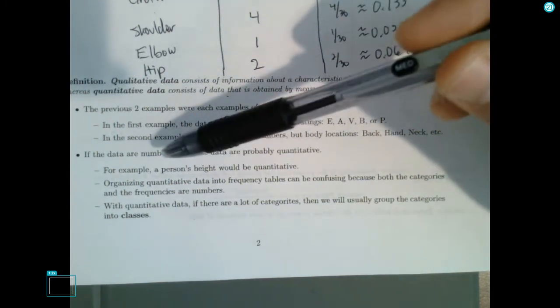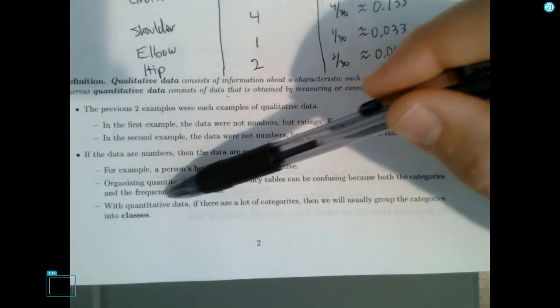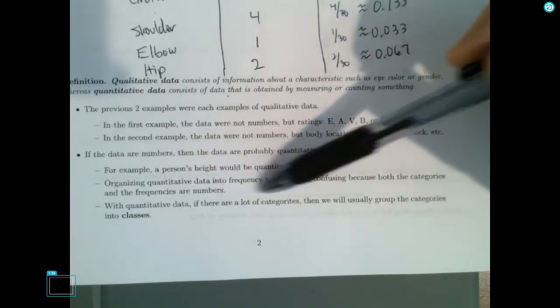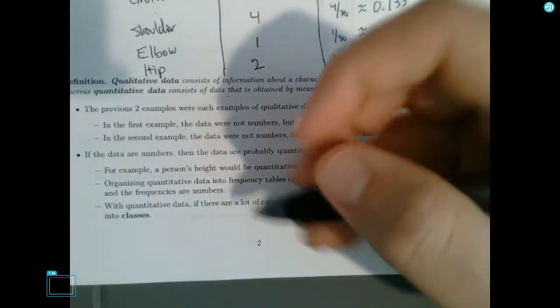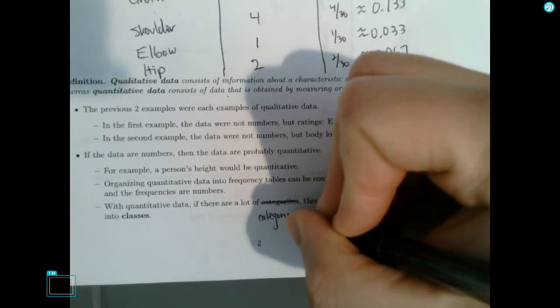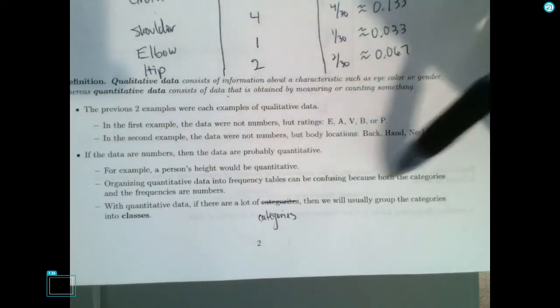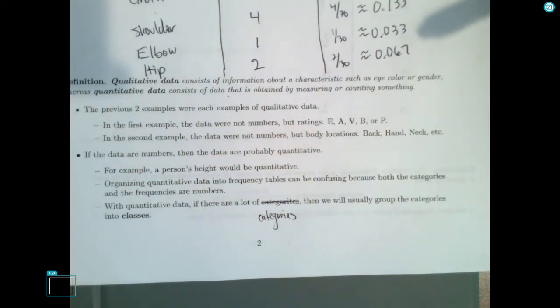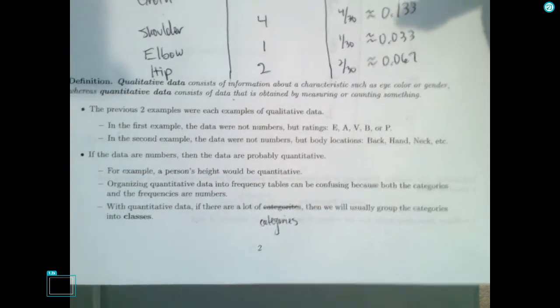But one of the things that I want to point out before we do is that with quantitative data, if there are a lot of categories, then we'll usually group those categories into classes. And I'll describe what I mean here in a second.